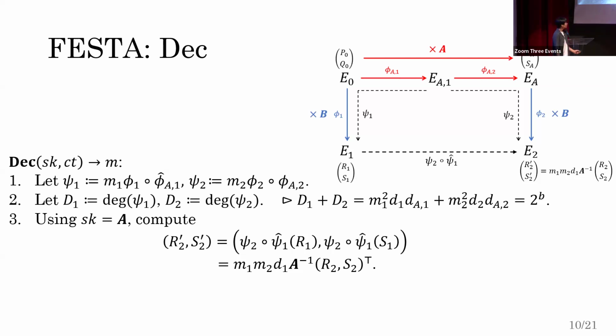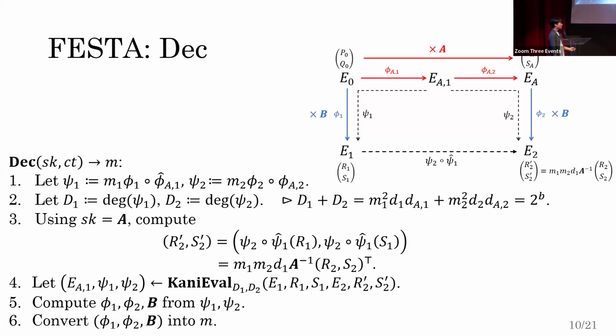So now we want to compute this psi1 and psi2 by using isogeny evaluation. So here we go, we need to compute R2 prime and S2 prime, that is the images of R1 and S1 under the support diagram. And these points can be easily computed by using the secret matrix A here. And finally, using the standard evaluation algorithm, we obtain psi1 and psi2. And using this psi1 and psi2, we compute phi1, phi2, and b, and convert phi1, phi2, b into the message M.